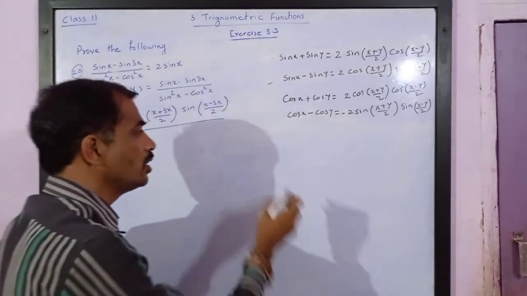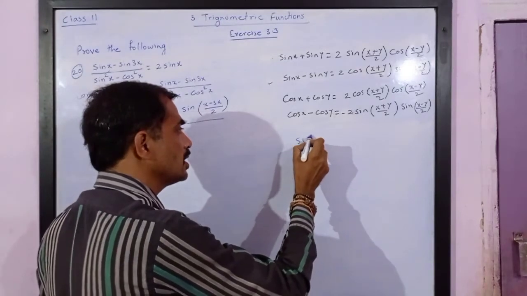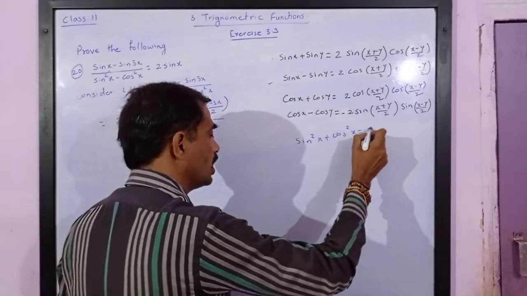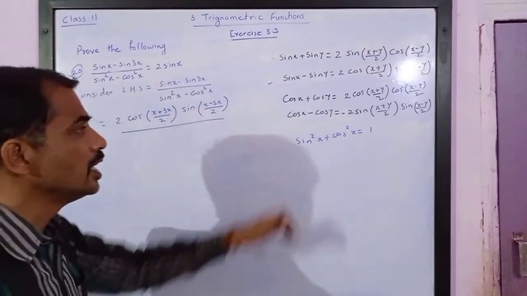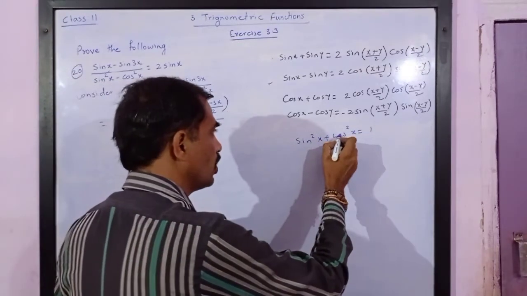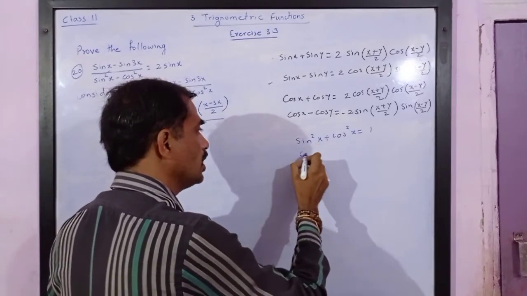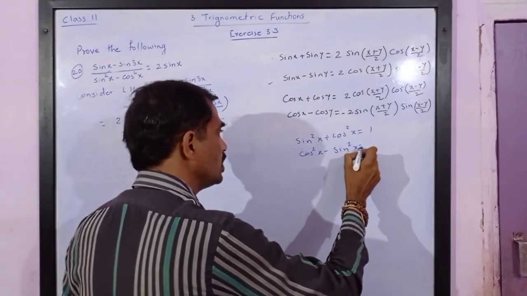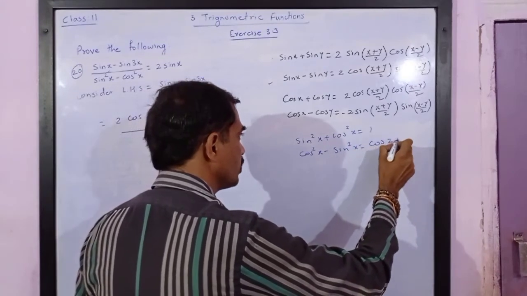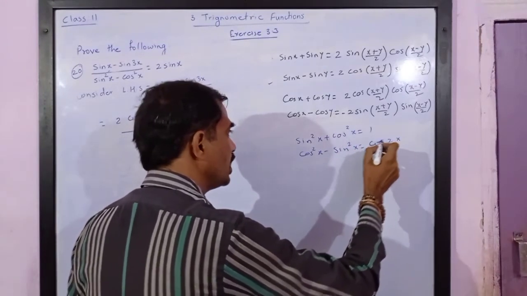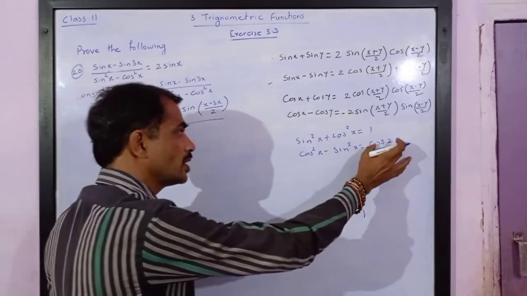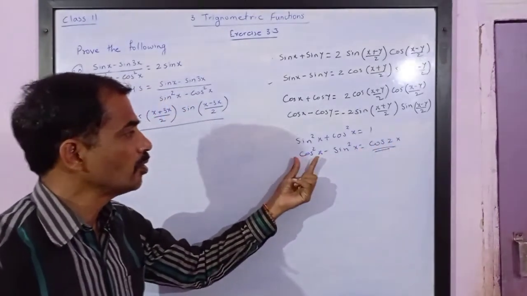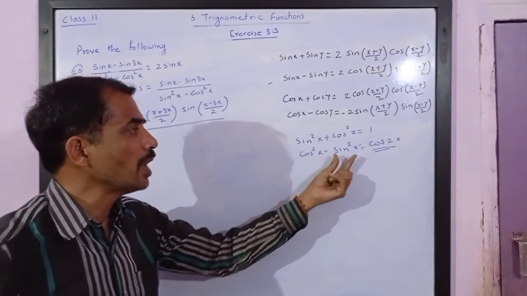Don't get confused, sin square x plus cos square x is equal to 1. This is what you have studied earlier, since 10th standard you are studying this identity. Now we have another identity, cos square x minus sin square x is equal to cos of 2x. This is the identity that we have studied earlier for cos 2x. There are 3-4 identities for cos 2x, and one of them is cos square x minus sin square x.